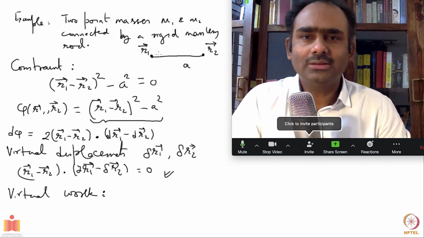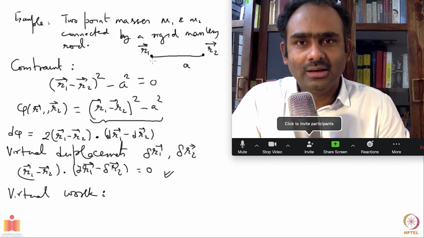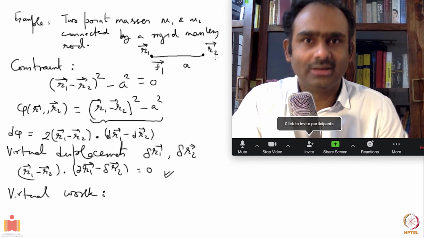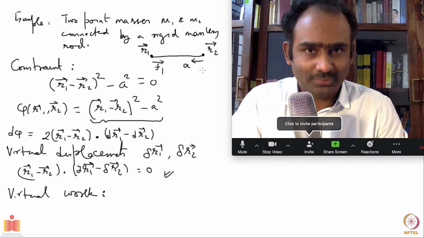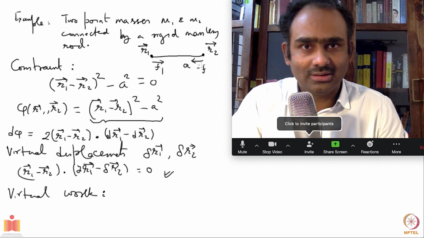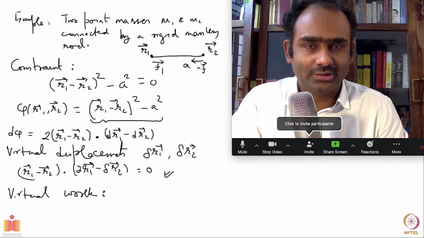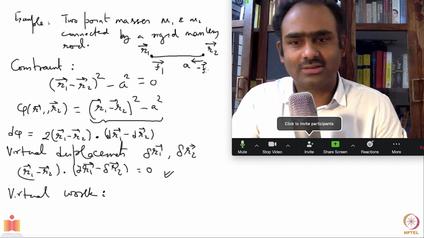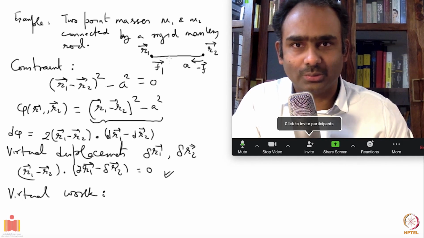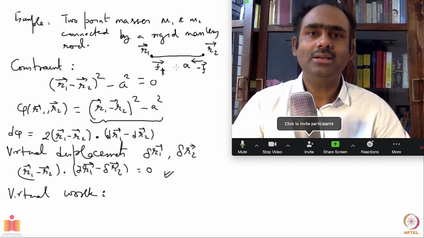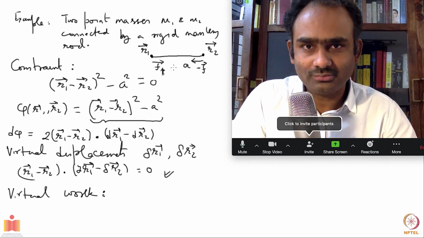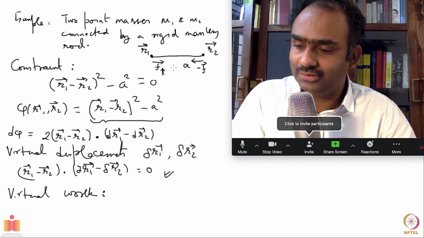Let's look at these particles. If particle 2 is pulling with force F1, then particle 1 is being pulled by the same force F1 but in the opposite direction. So the force on 2 is minus F1. There is no need to put a 1 here, so I'll just remove the 1. So the force on R1 is F, the force on R2 is minus F. That's the situation you have here.